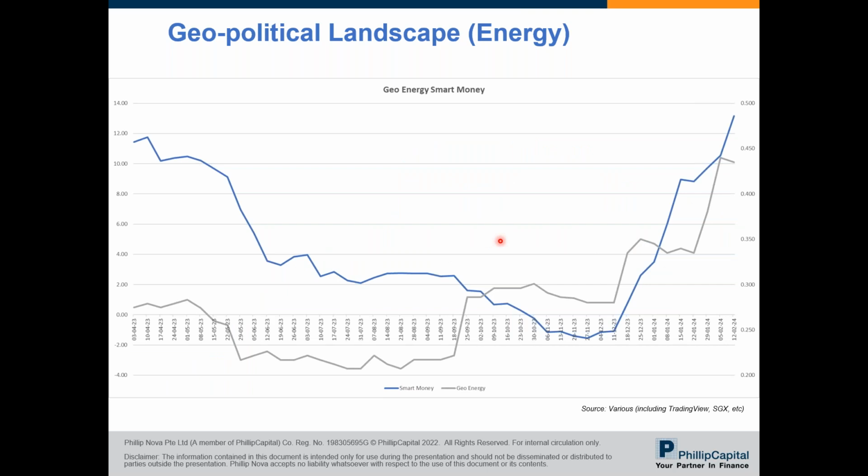Lastly, the last energy related stock is Geo Energy, ticker RE4. Geo Energy operates coal mining and trading in Indonesia, China, and India, mostly Indonesia and China. But interestingly, different from the rest, smart money has been buying Geo Energy since November last year until now. So there are some opportunities here that we see since November.